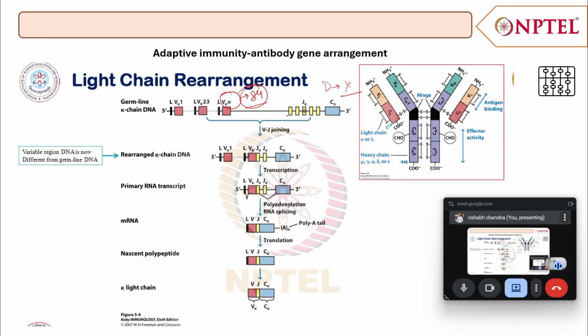So first the V recombines with the J, forming the VJ combined segment, which is preceded by the leader sequence. Now there is a gene arrangement with the rearranged kappa chain, followed by the primary RNA transcript that has the VJ recombined, and then after the splicing it forms the VJ.